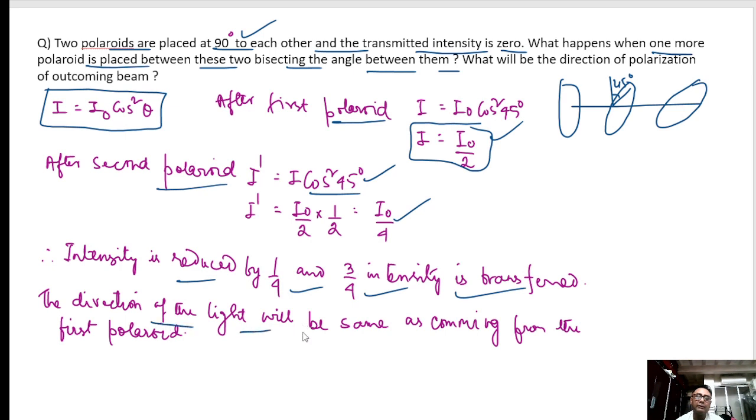The direction of light will be the same as that coming from the first Polaroid. So the direction will not change. This direction will always remain the same.